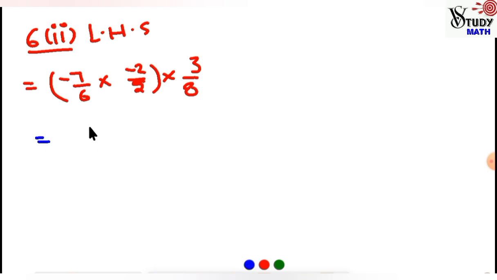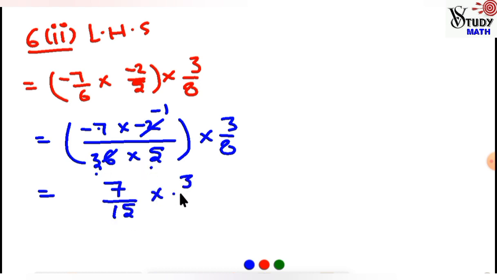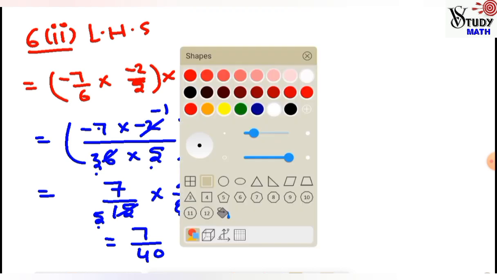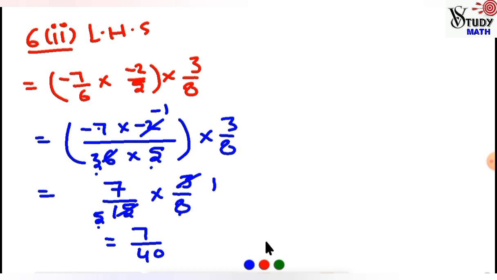Now negative 7 going to multiply negative 2 and negative 6 going to multiply 5, multiply 3 by 8. Now 2 ones are 2 and 2 threes are 6. So we have negative 1 going to multiply negative 7, that becomes positive 7, and 3 going to multiply 15. Now 3 going to multiply 8: 3 ones are 3 and 3 fives are 15. So we have 7 and 5 going to multiply 8 becomes 40. This is the value of the left hand side.